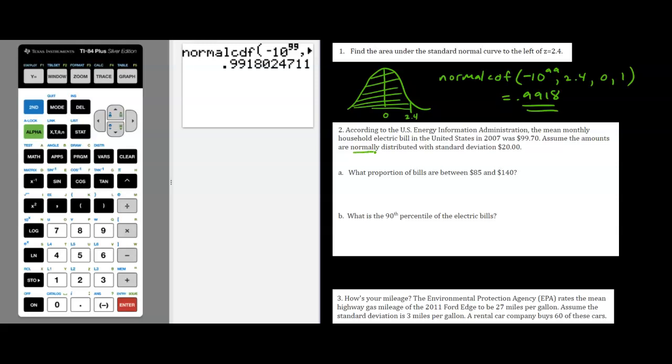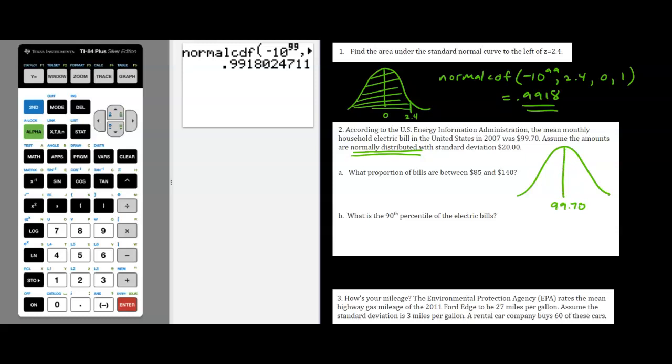Now, we're going to start paying close attention to things like this. They are coming right out in the problem and saying our population is normally distributed. So that's going to allow me to distinguish this question from a sample means question or a sample proportions question. Also, you can see that there's absolutely no sampling going on in this problem. So when they ask the question, what proportion of bills are between 85 and 140, we identify that we have a normally distributed population, and the mean of that population is 99.70.